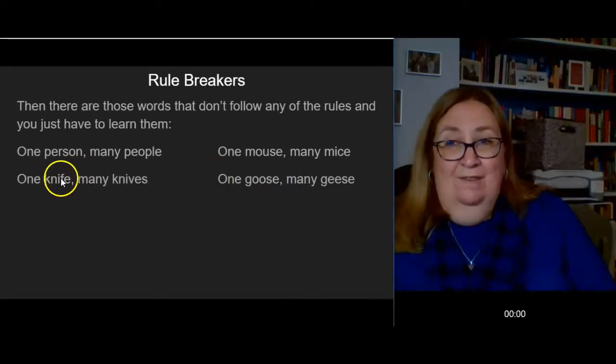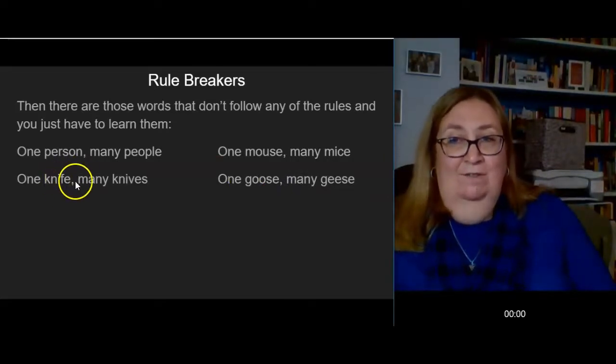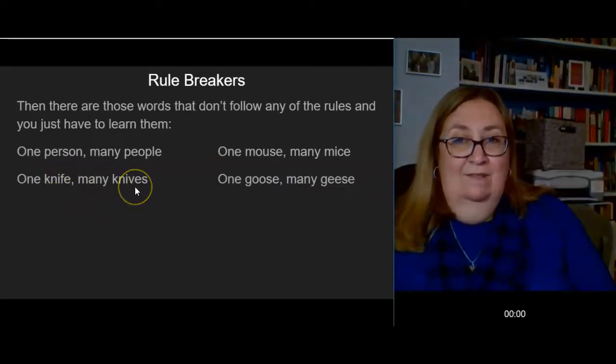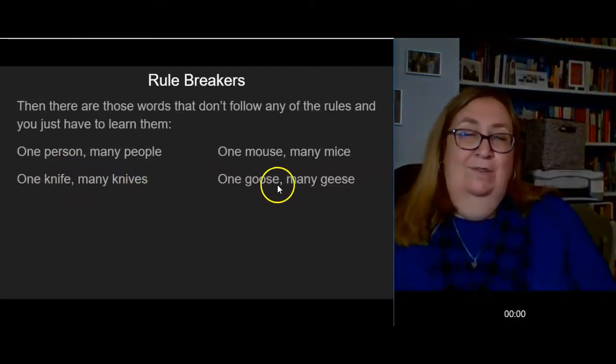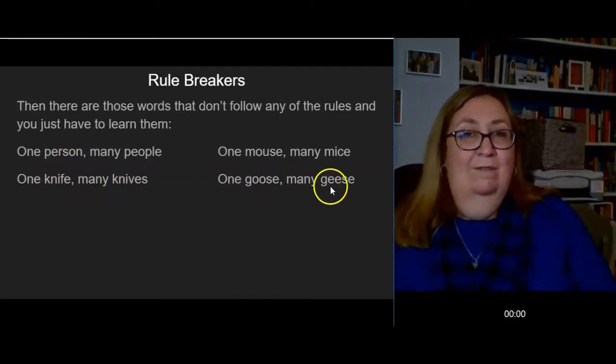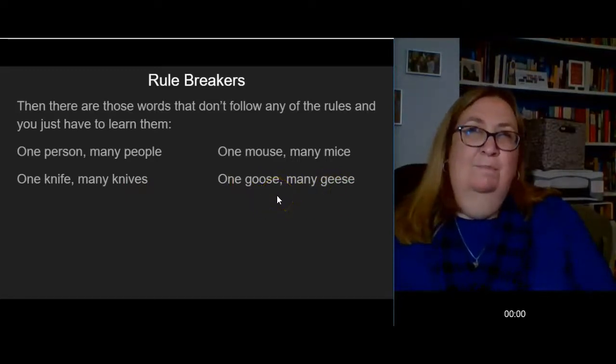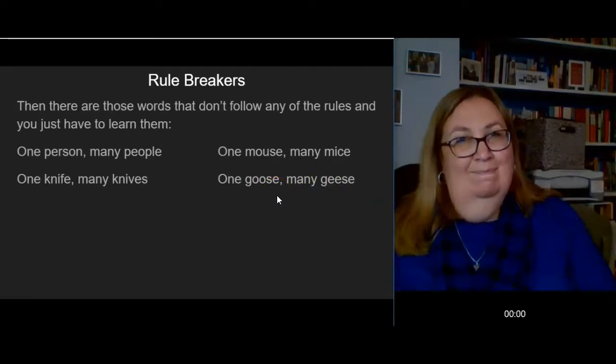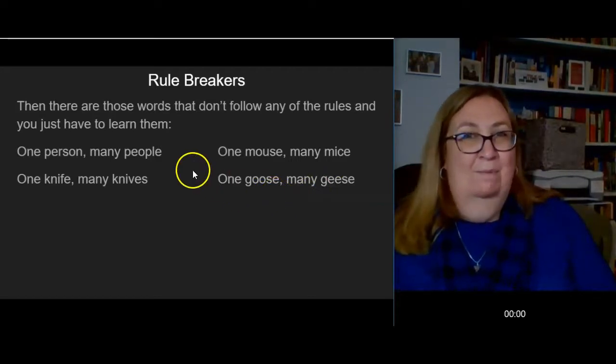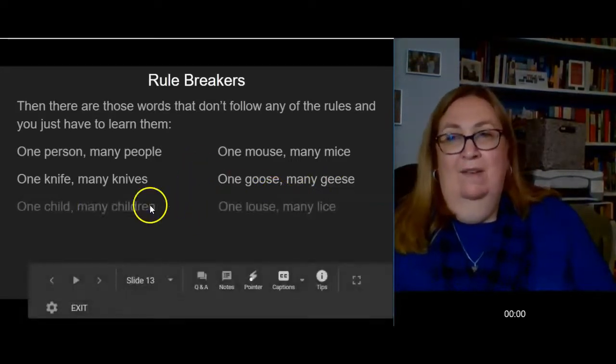It's many mice. And not like Minnie Mouse, but MANY, many. So knife, the F changes to a V, and you add an S for many knives. One goose, you don't have many gooses, you have geese. Problem with that is you don't go from one moose to many meese. See, these are rule breakers. They live by their own rules.